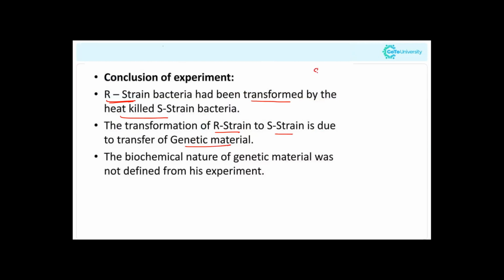So actually the S strain had a genetic material which made it virulent, and the rough strain had genetic material which made them non-virulent. Now it got transformed. That means the S strain transformed this R strain. So the biochemical nature of the genetic material was not defined from his experiment.